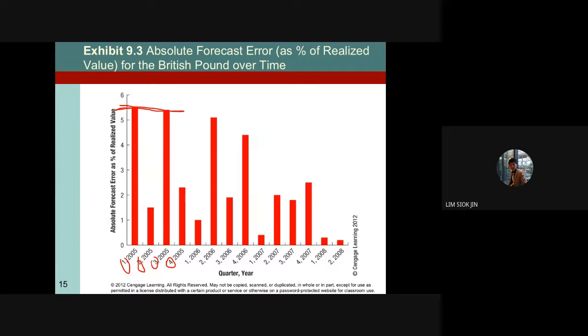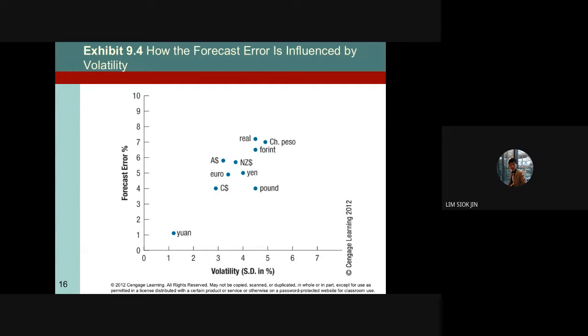As for 2008, first and second, you can see that the error is very low. Error is very low means they forecasted fairly correctly. Even in 2007, their forecast error is quite low, between 1 to 2.5% only. All right, so the lower the error, the better the forecast. As you can see, forecast error is also influenced by volatility.